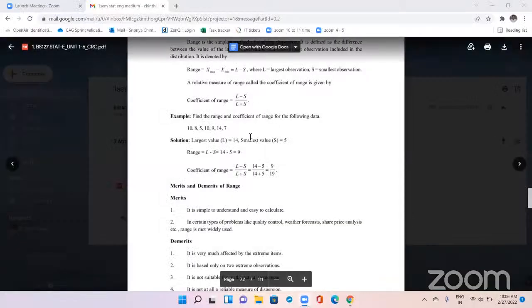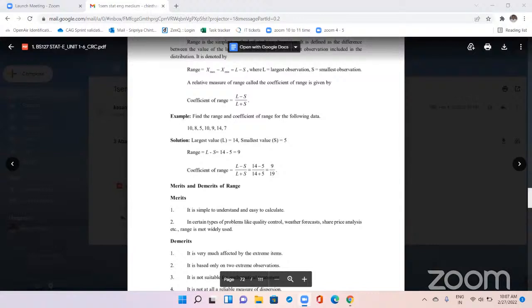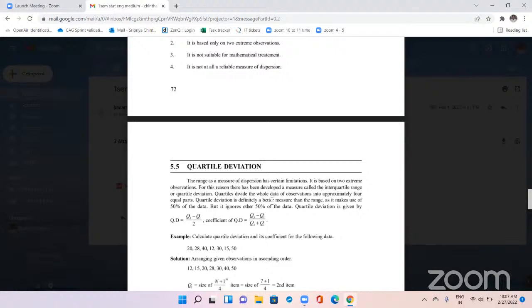Yesterday we completed range. In measures of dispersion, one is range, one is quartile deviation, one is mean deviation, one is standard deviation. Range and quartile deviation are known as positional measures, and mean deviation and standard deviation are known as averages. Is the vision clear? Yes, sir.